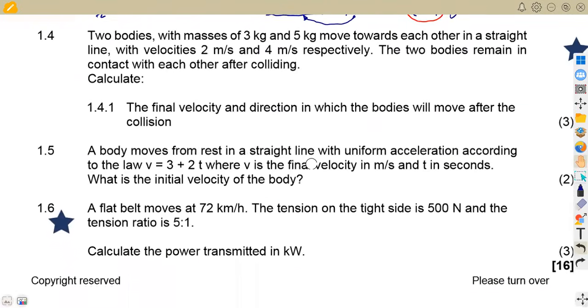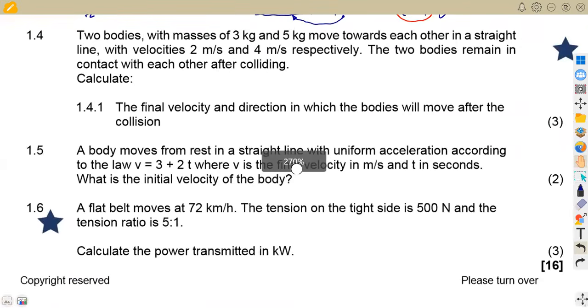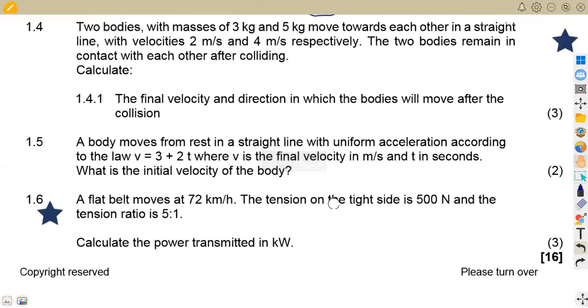Now let's get back to question 1.4. On 1.4, we are given that two bodies with masses of 3 kgs and 5 kgs move towards each other in a straight line with the velocities 2 meters per second and 4 meters per second, respectively. The two bodies remain in contact, that is, they are holding each other. After colliding, calculate the final velocity and direction in which the bodies will move after the collision.